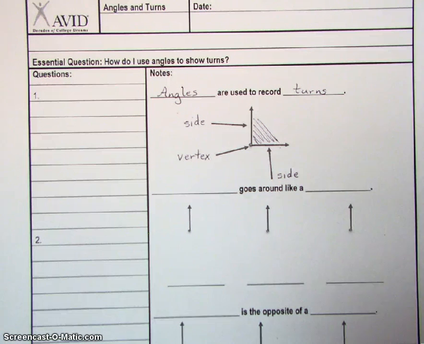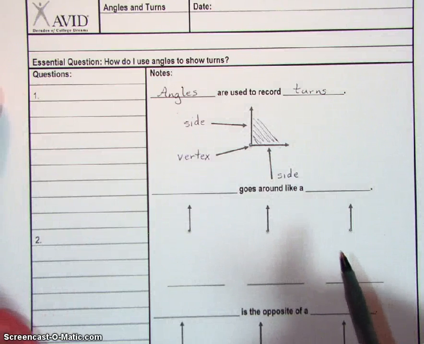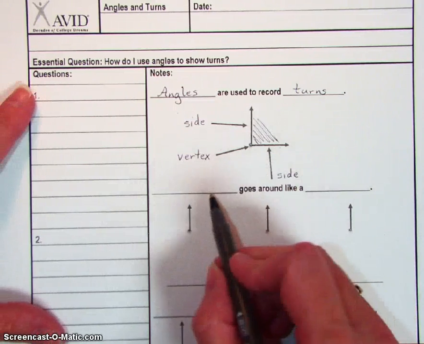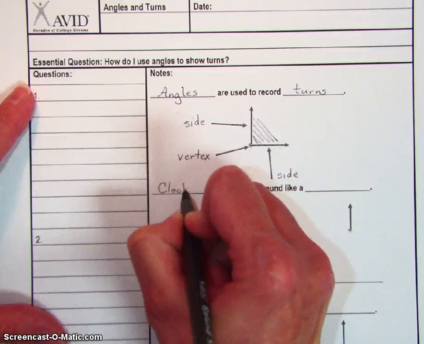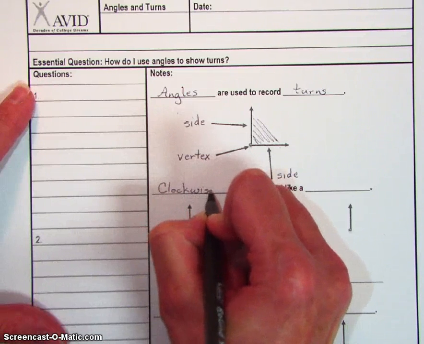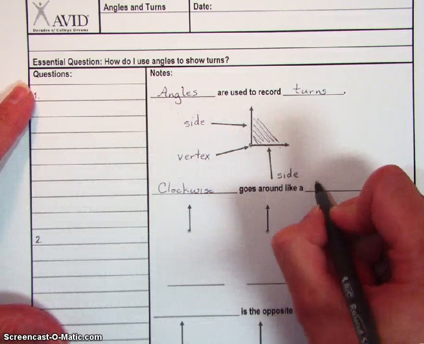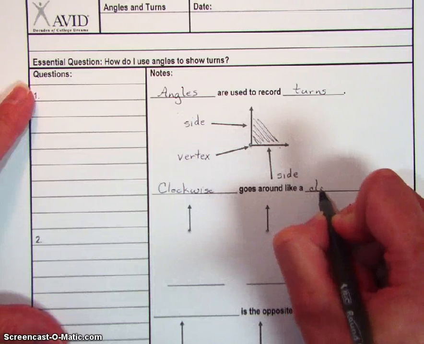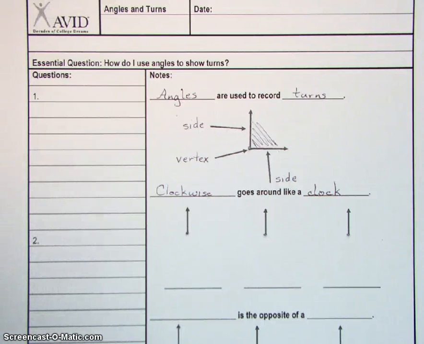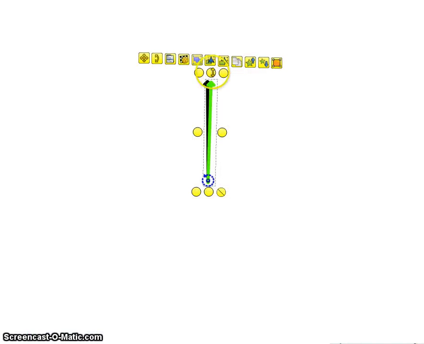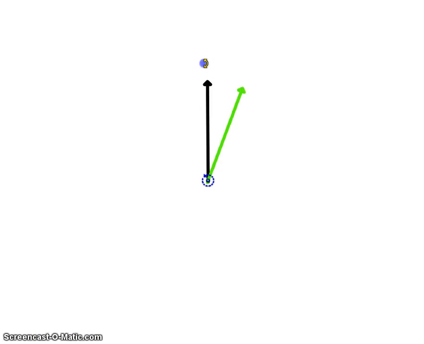When we create an angle using a clockwise movement, we are going to move around like we do in a clock. So we're going to put on here that a clockwise movement goes around like a clock. So if we were looking at my example, we'd be moving it around as though we were watching a clock's hands and how they move around the clock this way.